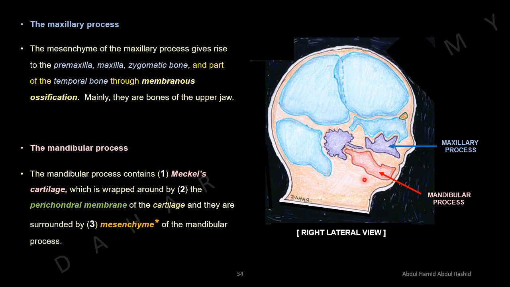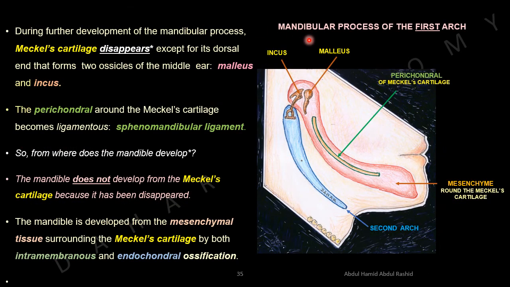The mandibular process, this is the one which is more important. The mandibular process contains number 1, Meckel's cartilage, which is wrapped around by the covering, that is the perichondrial membrane of the cartilage, and they are surrounded by number 3, mesenchyme, that is the connective tissue of the mesoderm of the mandibular process. This is the right lateral view of the embryo. This is the mandibular process of the first arch.